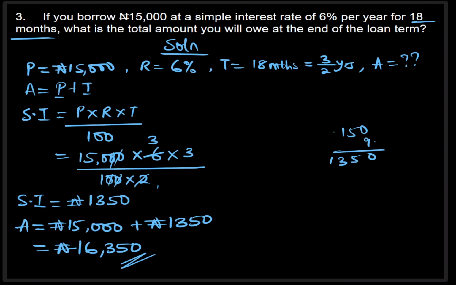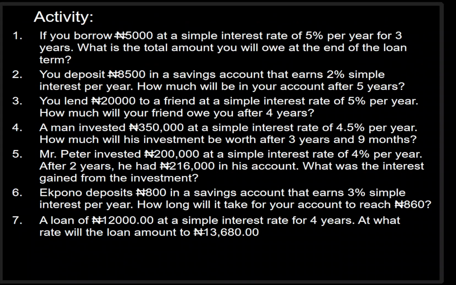This is the last under the example. So you have activity questions here, 7 questions. So you carefully go through them one after the other, and then you find what it is expected for you to find. So thank you. This will be the last thing we'll be having under simple interest, and also the last thing we'll be having under financial mathematics. So thank you for staying tuned to this amazing topic.